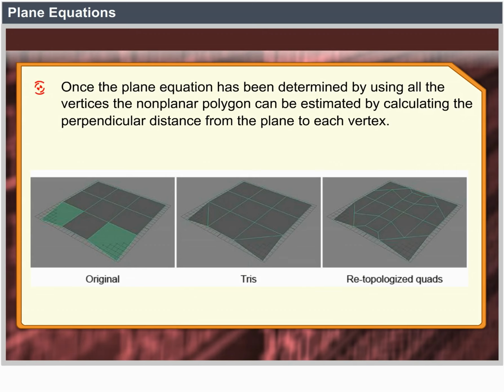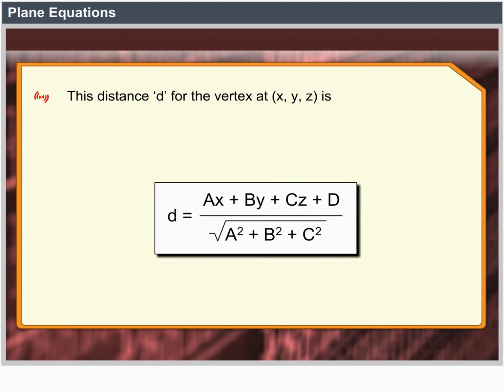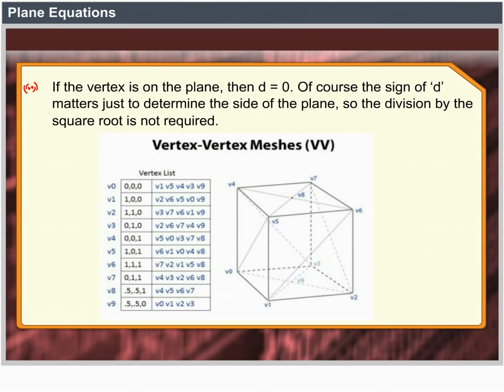Once we determine the plane equation by using all the vertices, we can estimate how non-planar the polygon is by calculating the perpendicular distance from the plane to each vertex. This distance d for the vertex at x, y, z is d equals ax plus by plus cz plus d over square root of a squared plus b squared plus c squared. This distance is either positive or negative depending on which side of the plane the point is located. If the vertex is on the plane, then d equals 0. Of course, to determine only on which side of the plane a point is, only the sign of d matters, so division by the square root is not needed.